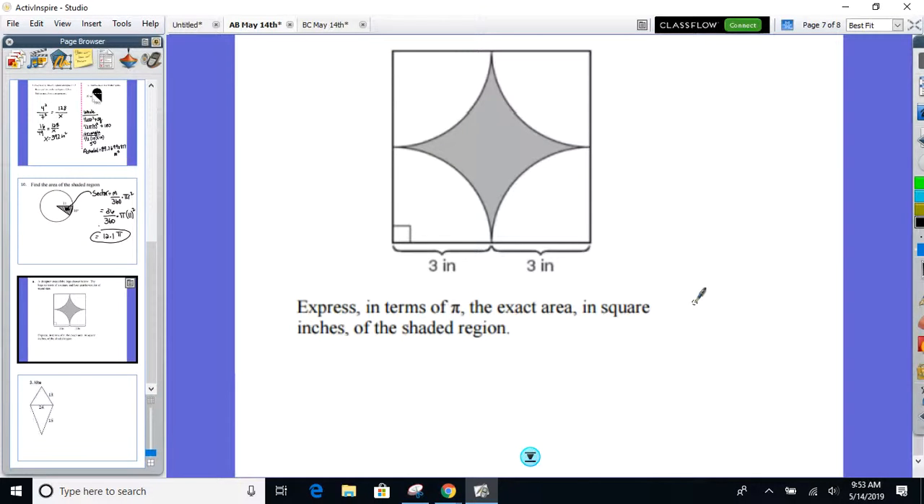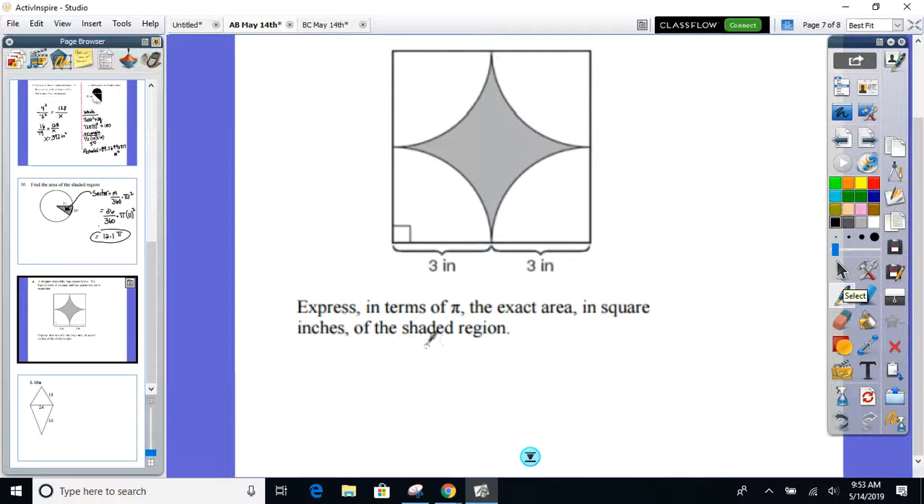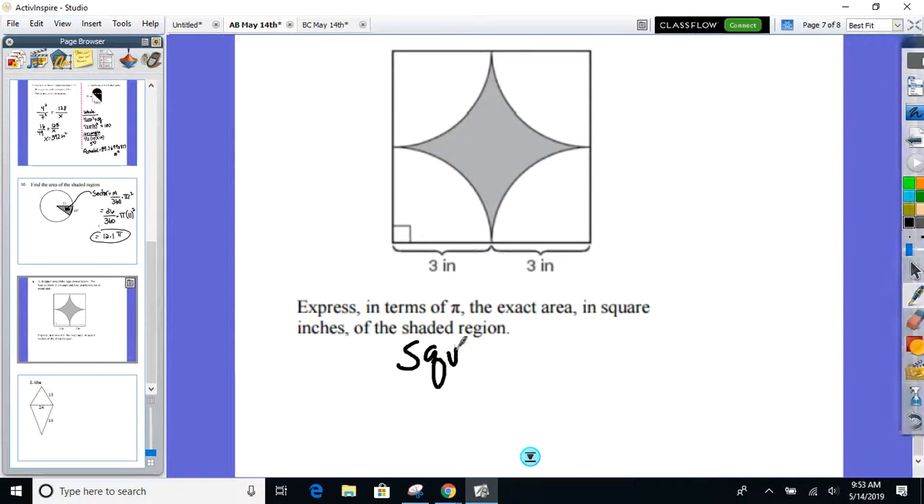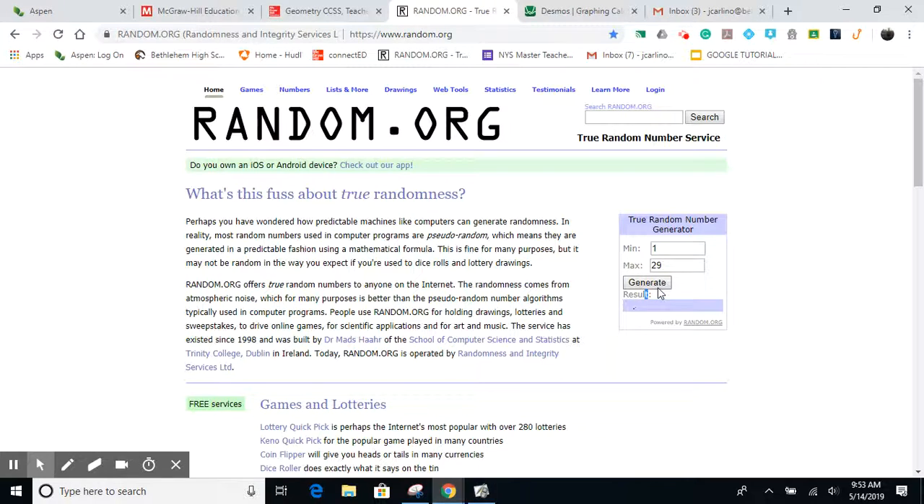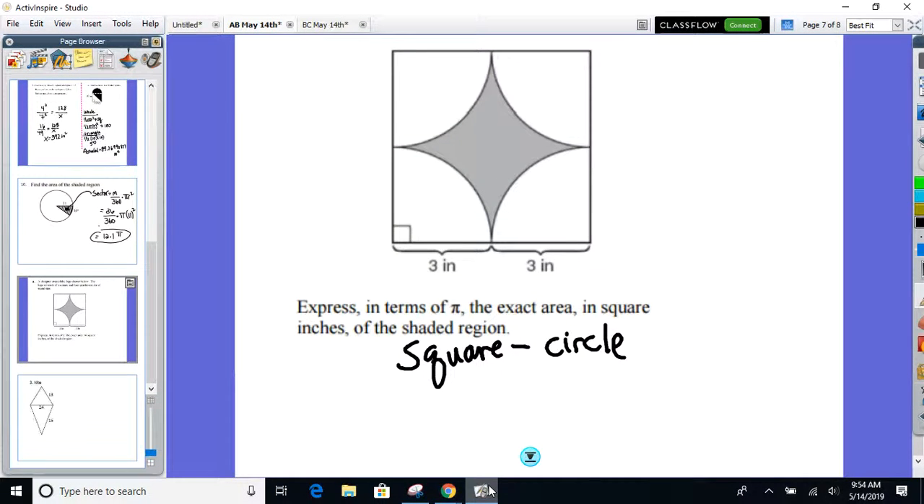So I'll start with the square first, because it's going to be square minus your circles. Square minus circle. So let's start with the circle. How do you find the area of the circle? Great job. How about that? How do you find the area of that square? Which would be what in this case?